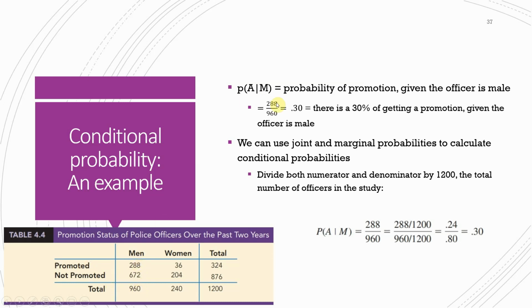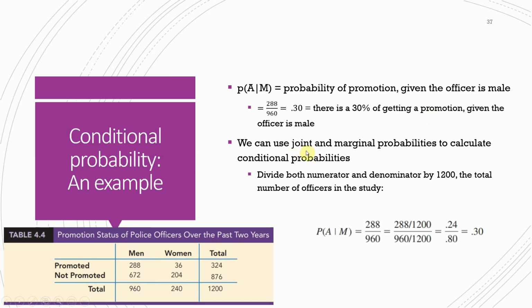And that's exactly what we do here, right? So right now we're just focusing on men, irrespective of women and anything else, right? The probability of promotion, right, given that you are a male, right, because we're just living in the male realm right now, we just divide 288 by 960 to get 0.30. So there's a 30% chance of getting a promotion given the officer is male.